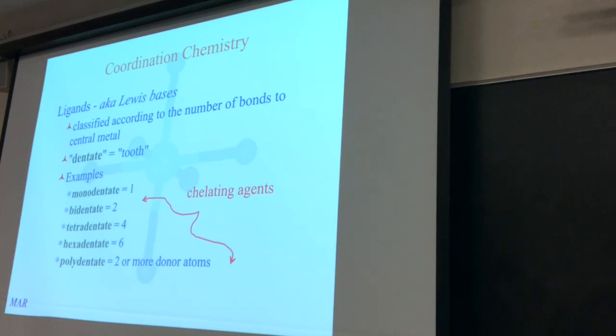So when you hear bidentate or tetradentate, the Greek prefix is just referring to the number of places that can connect. Some of them are just polydentate, which means two or more places to connect. And if you hear about chelating agents, that's really nothing more than a type of ligand with more than one connection to the metal center. And I'll show you some examples.